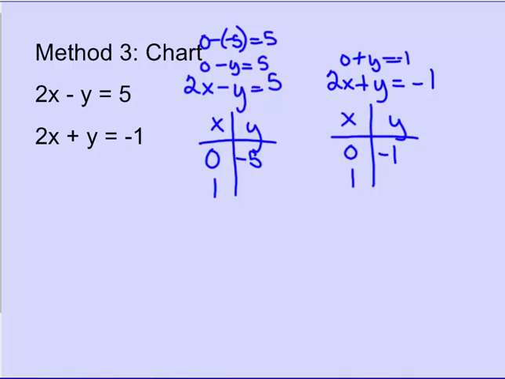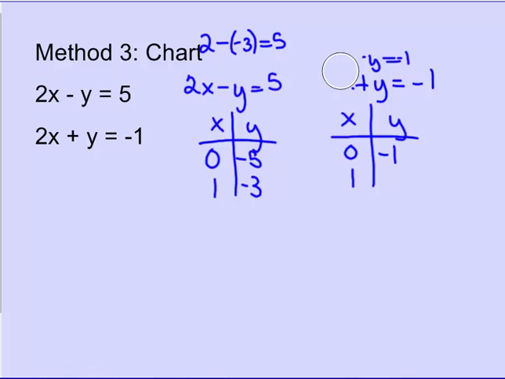Let's check x equals 1. So 2 times 1 would be 2. 2 minus what value gets me to 5? 2 minus negative 3 would equal 5. So when x is 1, y is negative 3.